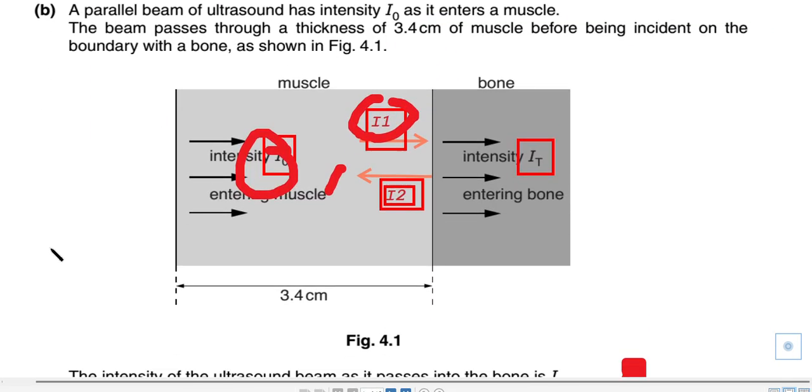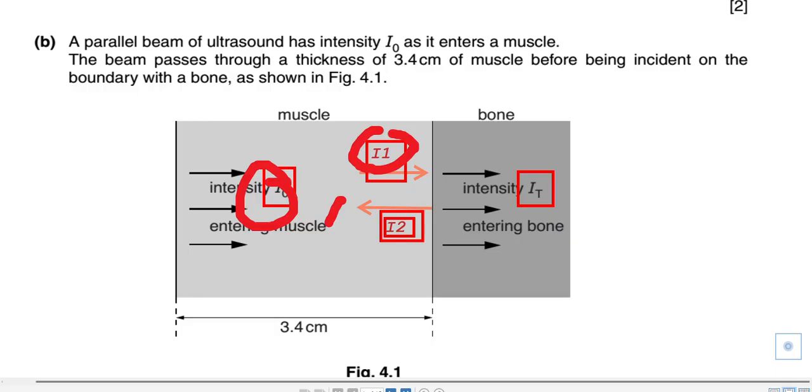Okay, now this is the question which will help you in some sort of calculations. A parallel beam of ultrasound of intensity I naught enters the muscle. The beam passes through a thickness of 3.4 centimeters of muscle before being incident on the boundary with the bone, as shown in the figure.